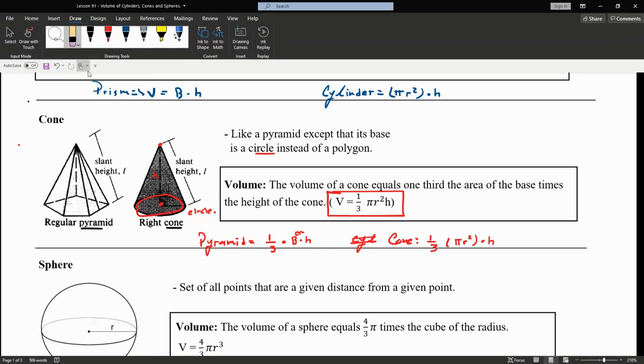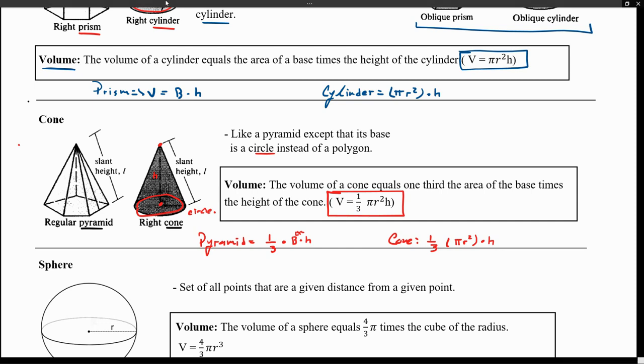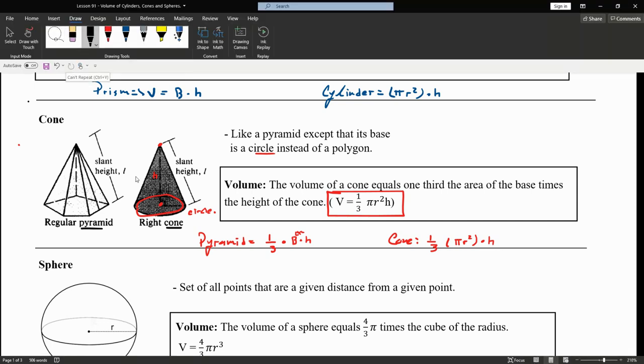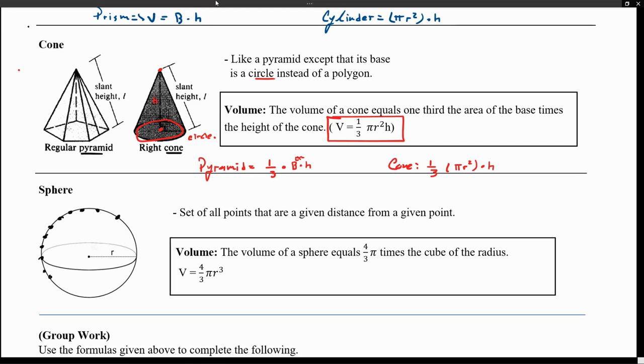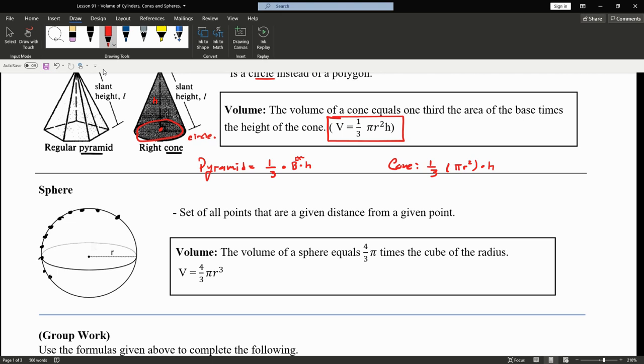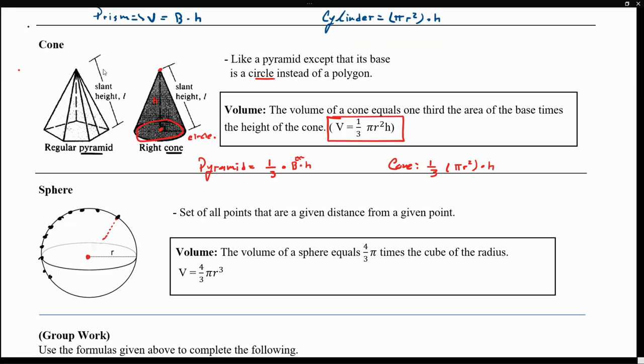The last figure that we want to discuss here is the sphere. A sphere is the set of all points that are a given distance from a given point. What we're trying to say is that the sphere is made out of a lot of points, and one characteristic that all these points have in common is that the distance from each point to the center of the sphere is the same distance for all points.